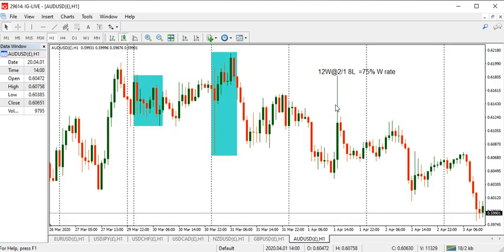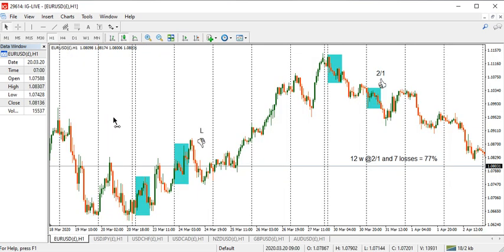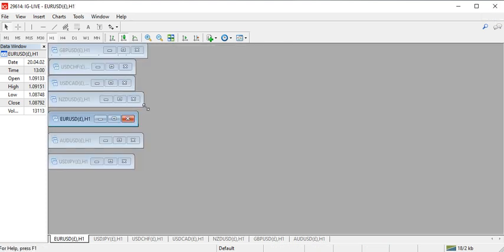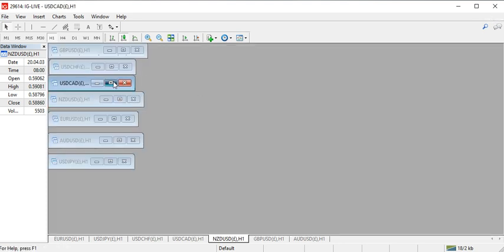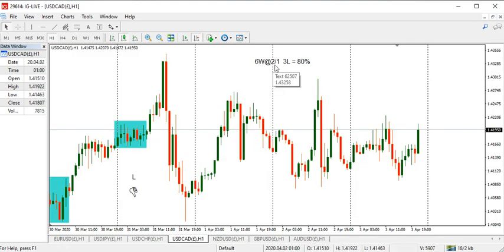And on Australian dollar, we had 20 trades, 12 of them won at 2-1, 8 lost, a 75% win rate. Euro USD, we had 19 trades, 12 won at 2-1 and 7 losses, so the equivalent win rate at 1-1 was 77%. NZD, 21 wins, 11 losses, 79% equivalent at 1-1. USD CAD, 6 wins at 2-1, 3 losses, 80% win rate equivalent.